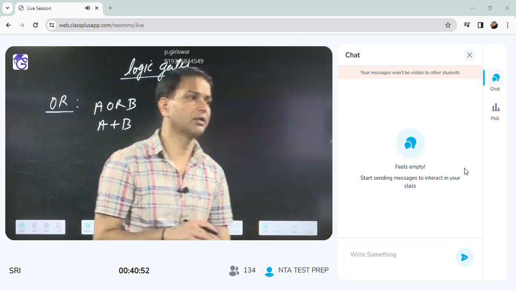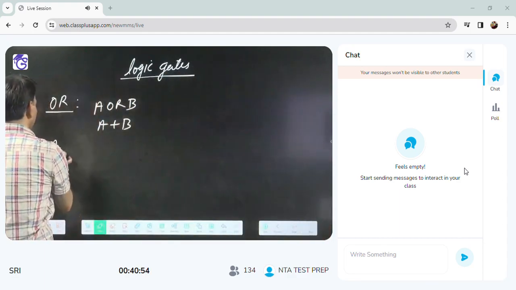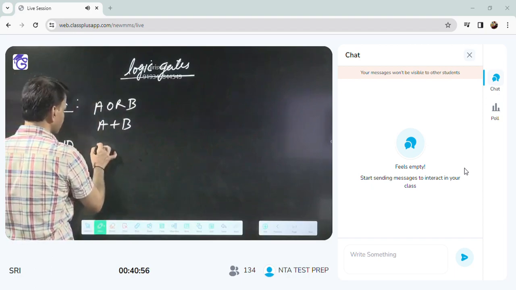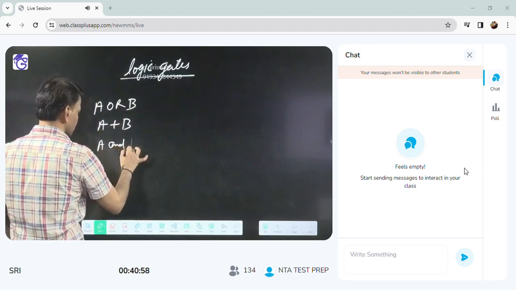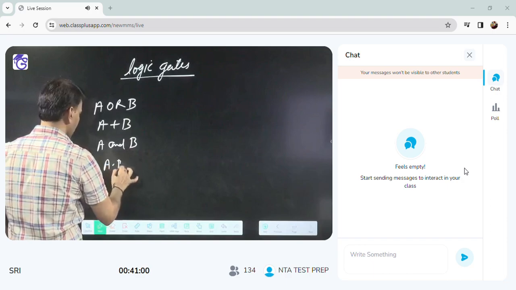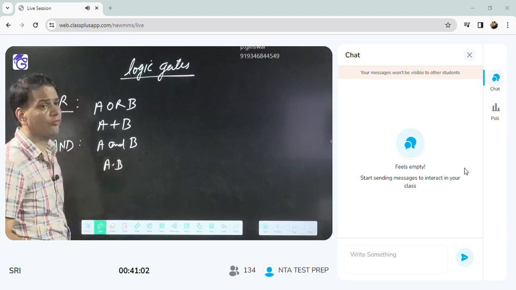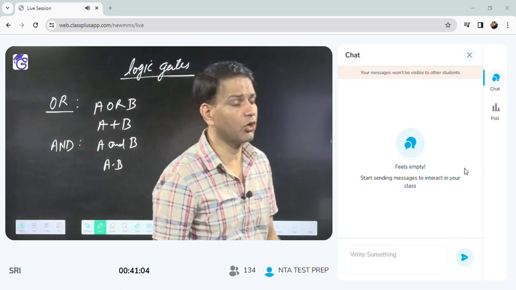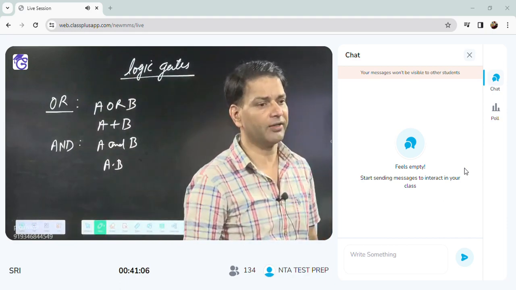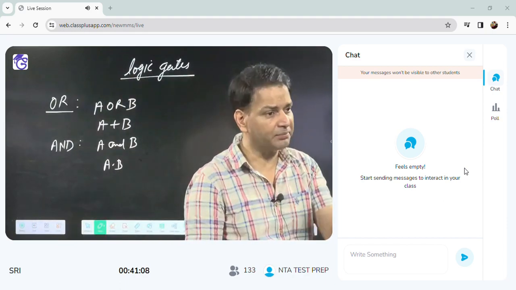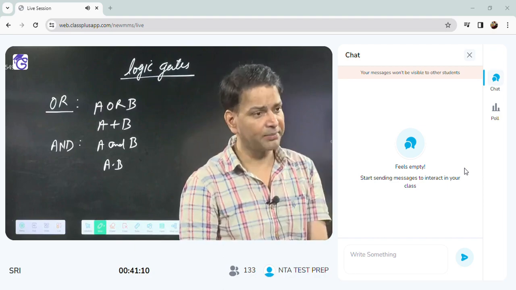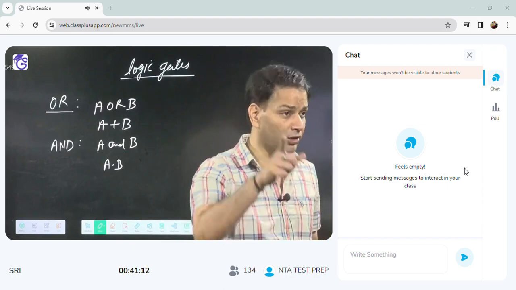The AND operation. We represent it by a dot. What is the meaning of the AND operation? The output will be high when A is high and B is high. Only when A is high and B is high will the output be high.